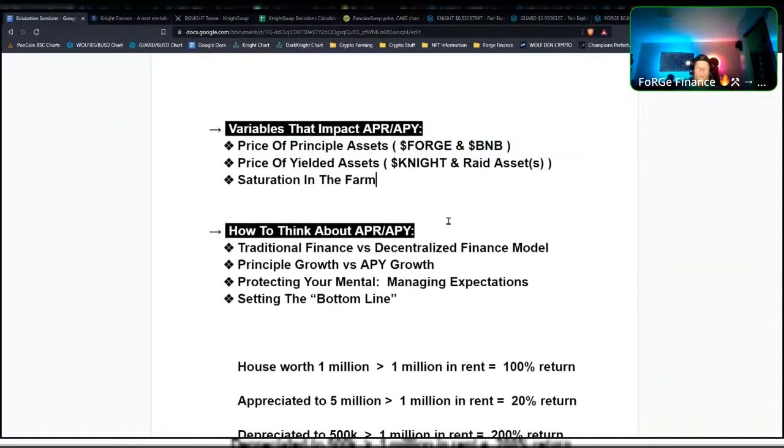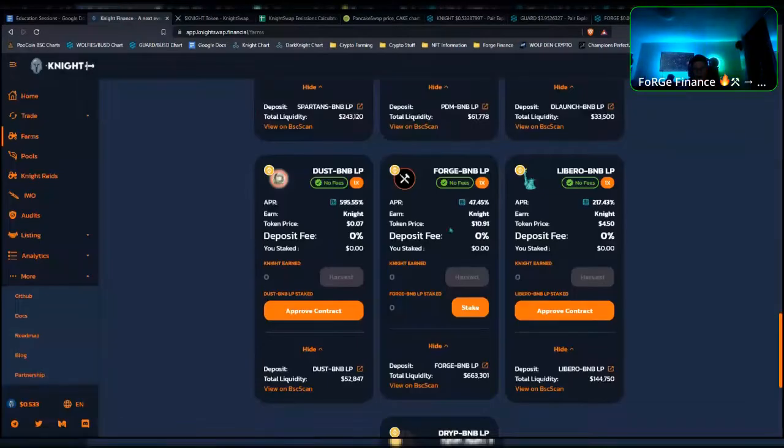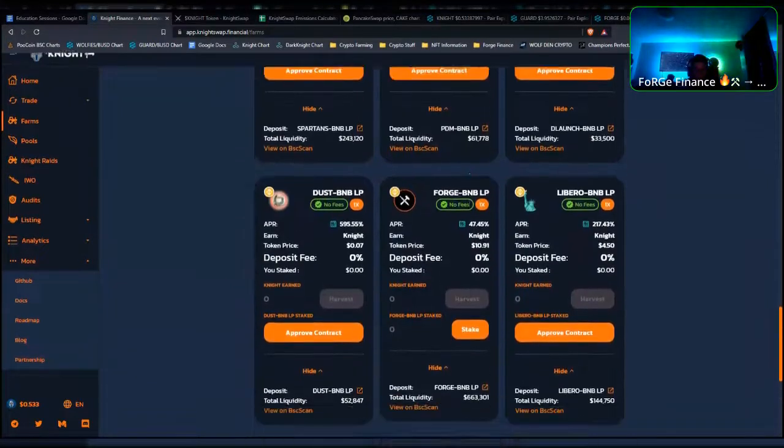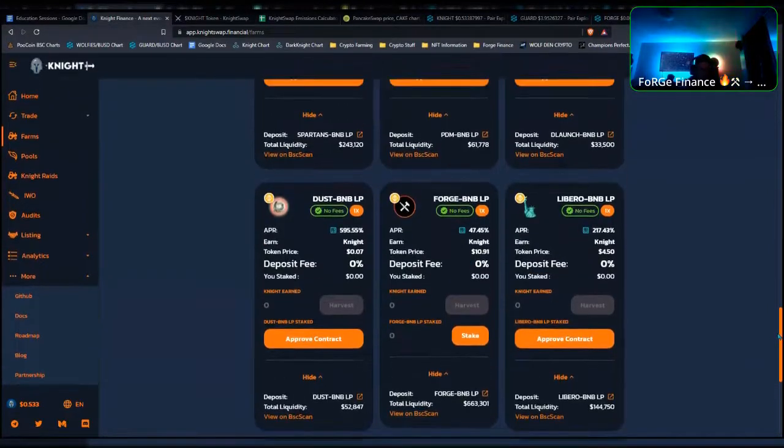So try to reframe and refocus the brain on how to look at some of these APRs and APYs and understand they are being calculated on the dollar value of everything that you yield, which is not how the blockchain works. So it can be very misleading, especially to new people coming in. So just keep that in mind.